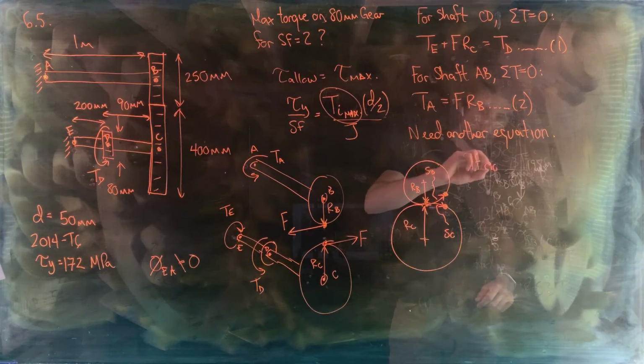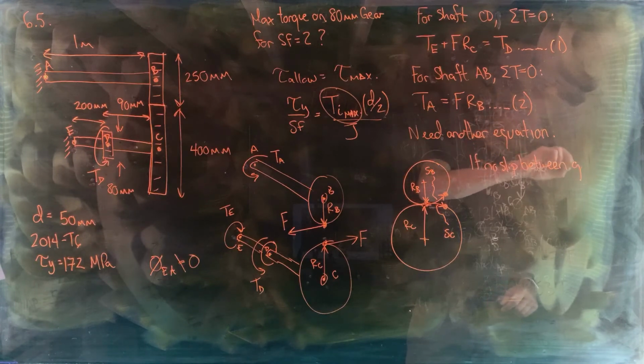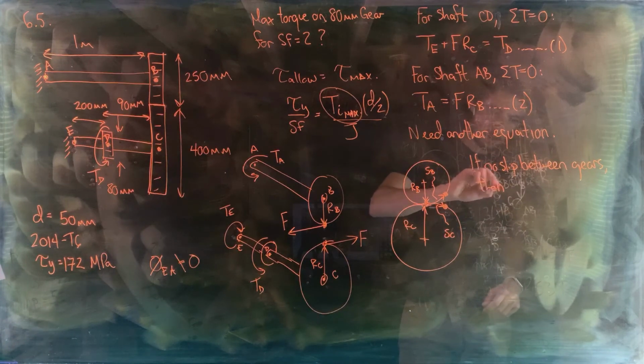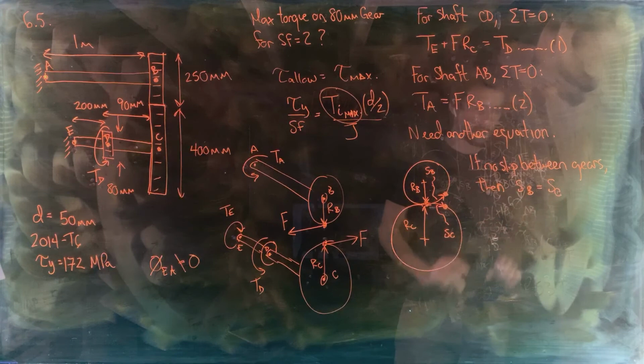So if no slip between gears, then SB, the circumferential distance SB, has to be equal to the circumferential distance SC. Okay?